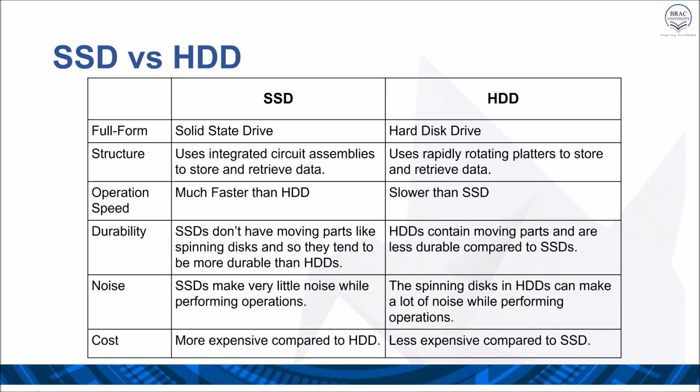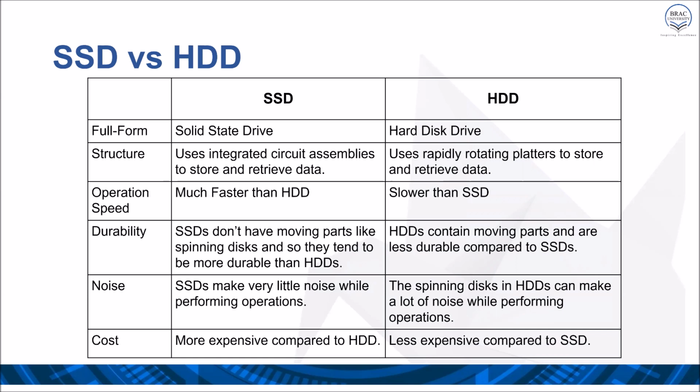The next difference is in their operation speed or read-write speed. SSDs tend to have much better read-write speeds compared to HDDs. As a result, SSDs are much faster when it comes to processing data. On the other hand, hard disk drives are slower in terms of data read-write operations compared to solid-state drives.